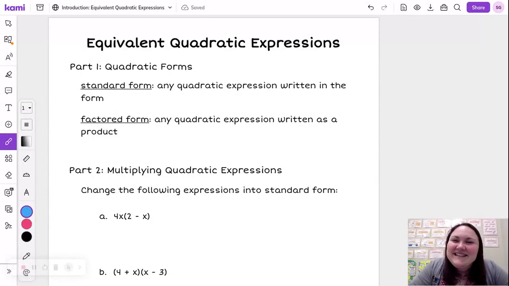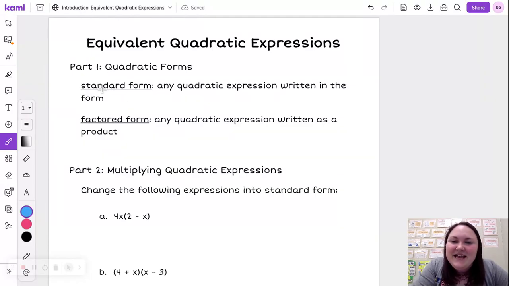Hi algebra students, this is our introduction video for our lesson on equivalent quadratic expressions. This lesson is really going to focus on how you can change quadratic expressions that maybe are in factored form into equivalent expressions in standard form. So let's start with that vocabulary that I was just using.